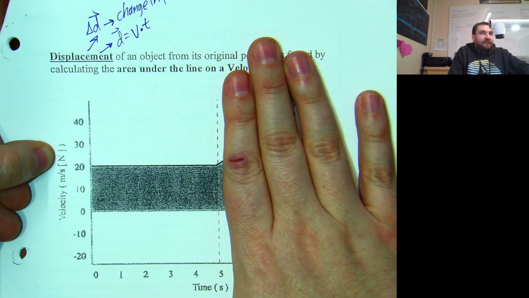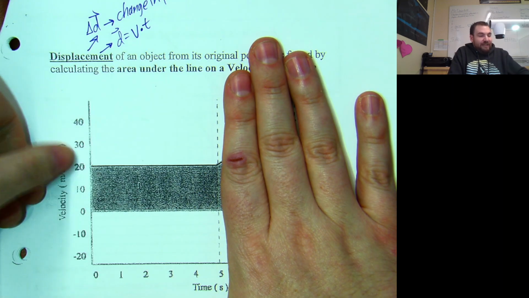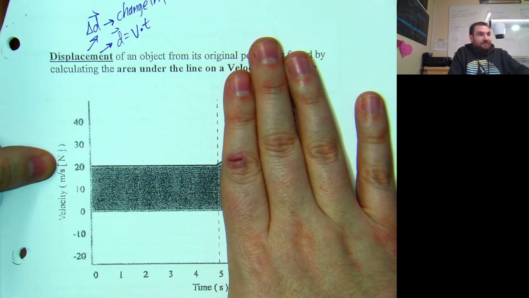What did you just calculate? You calculated the displacement, but look at the graph. What concept of the graph did you just calculate? Yes, but look now, we're dealing with the shape. Connor.